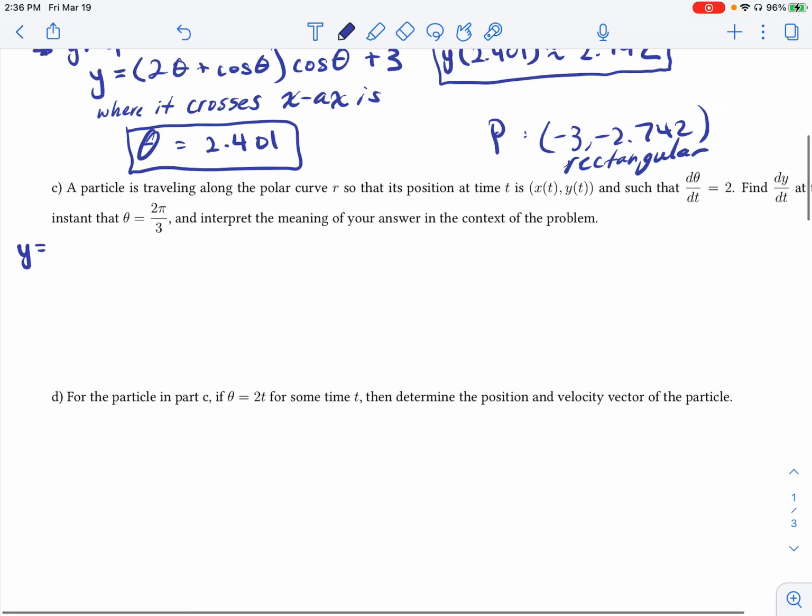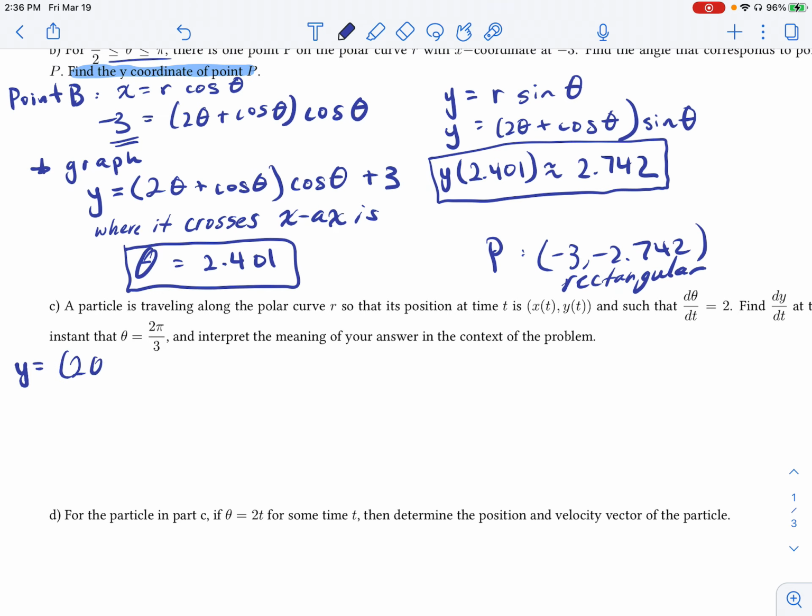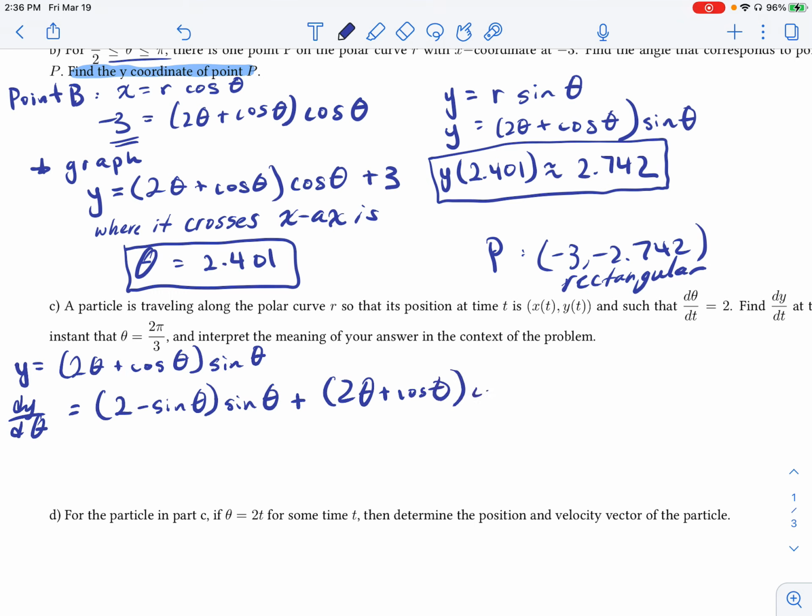So let's start with finding y. We said previously that y was equal to 2 theta plus cosine theta, times sine theta. That means the derivative of this with respect to theta would be the following. We would say 2 minus sine theta. So we're applying some product rule action here. 2 theta plus cosine theta times cosine theta. And let's just clean that up a little bit. We've got 2 sine theta if we are distributing, minus sine squared theta, plus 2 theta cosine theta, plus cosine squared theta.